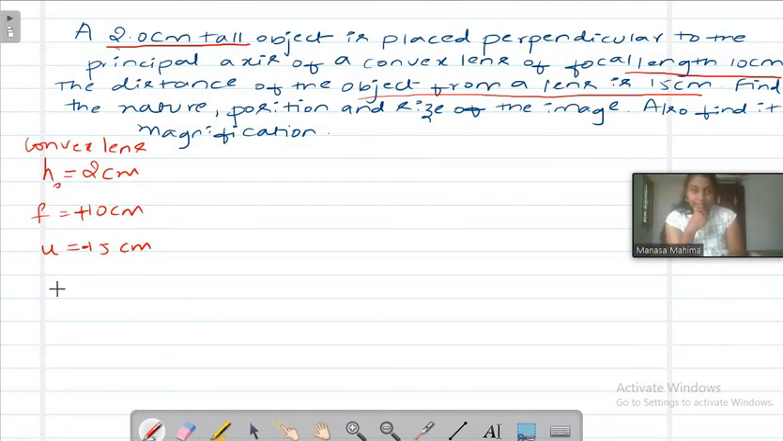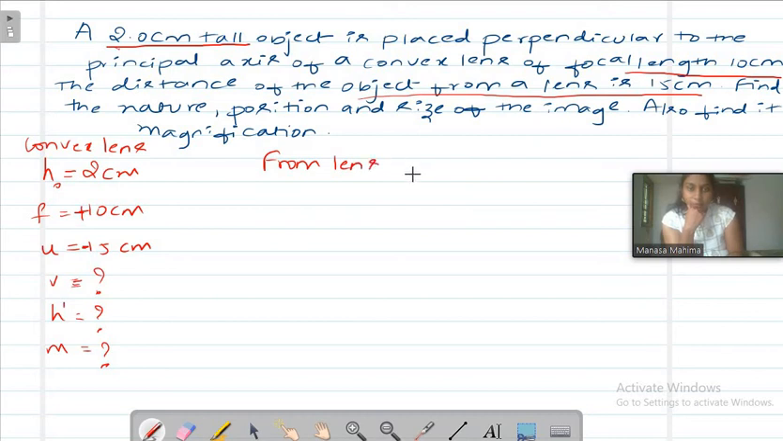And find the nature, position and size of the image. We have to determine v. We have to determine h prime and nature. How can we find the nature? By finding the magnification value.